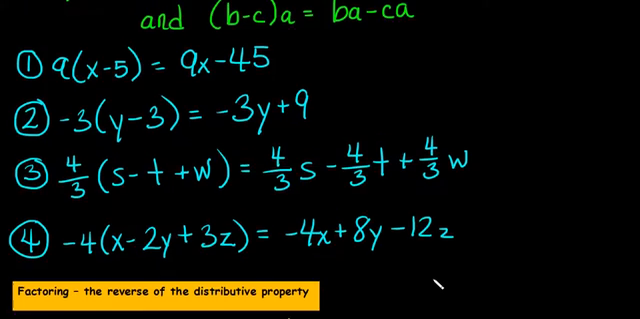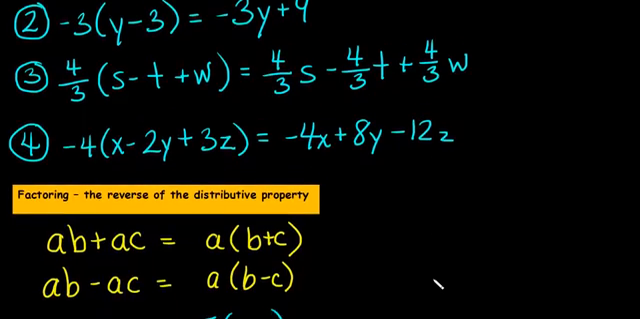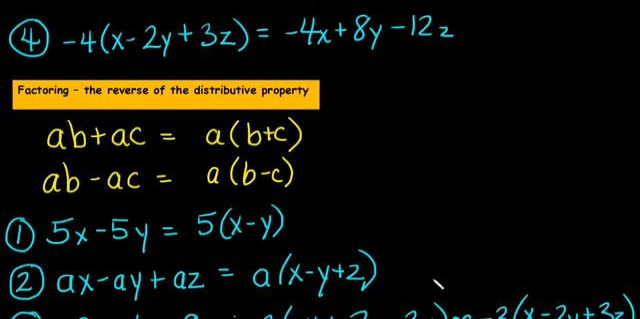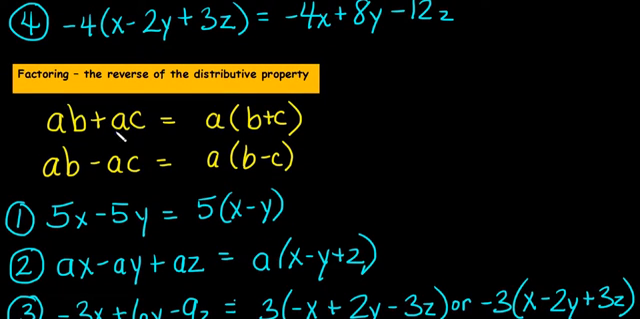So there's distributing. Now factoring is the reverse of distributing. That's when you see what they have in common and take it out. So AB plus AC, they both have A's in common, so I'm going to take it out, and I'm left with B plus C inside the parentheses. Same with subtraction. A times B minus A times C is equal to A times (B minus C).